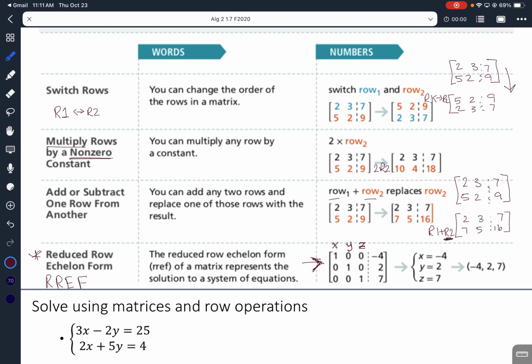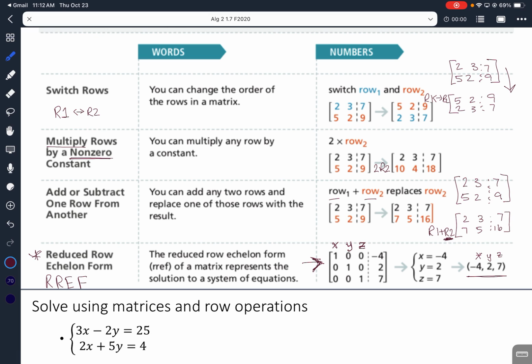And we will write our answer like this. It's called an ordered triple. If it's an ordered pair, we wrote it xy, yes? And this isn't xy, this is xyz. They're always in alphabetical order.